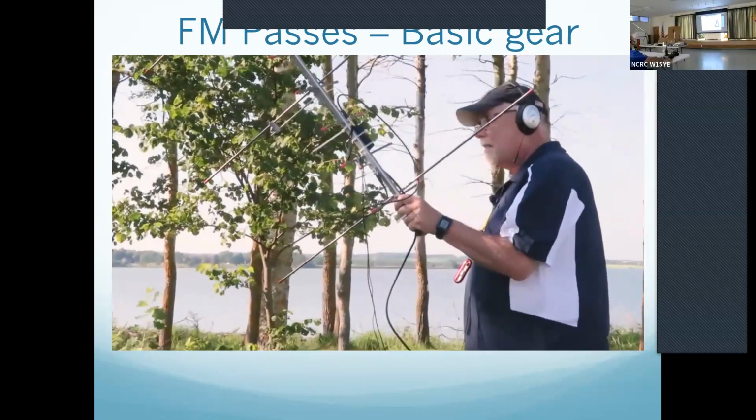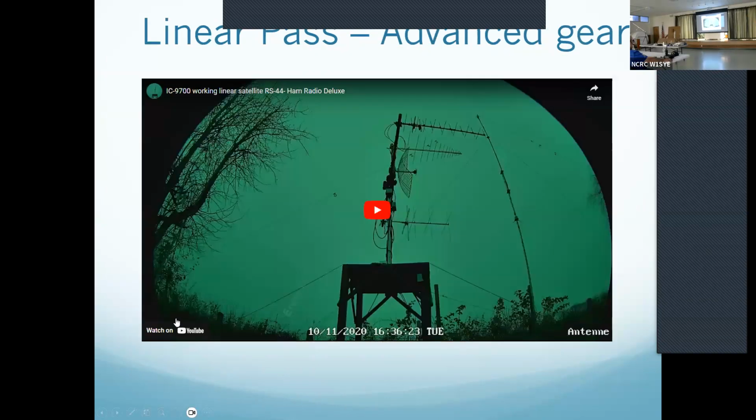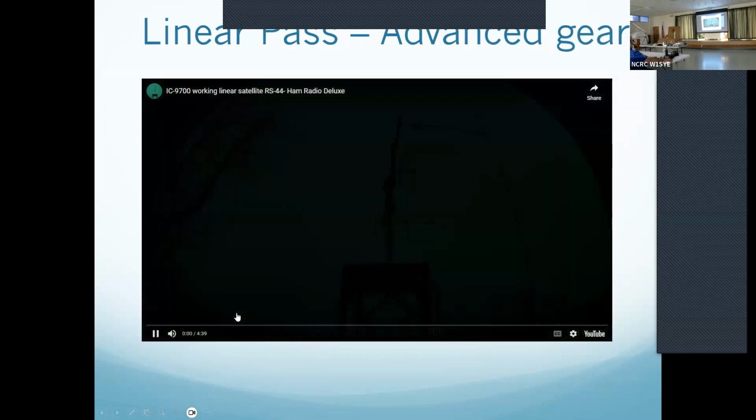See, he's got the recorder around his neck, got headphones on. He's got basically that antenna, and he was moving it while he was talking. That's a pretty advanced mobile way of doing it. Okay. And now this is an example of a linear pass.